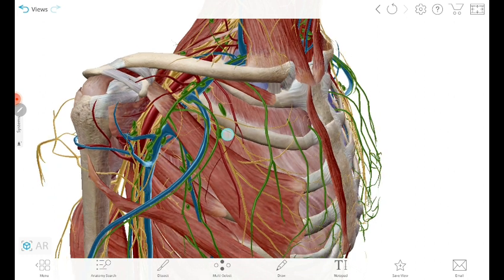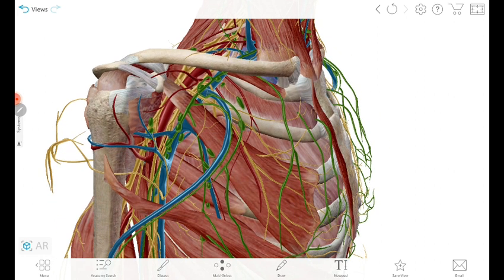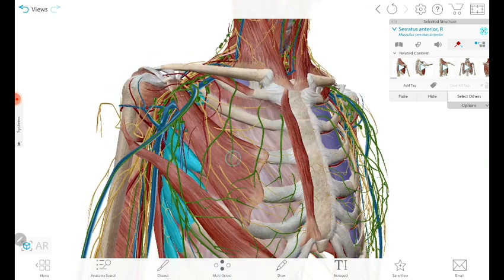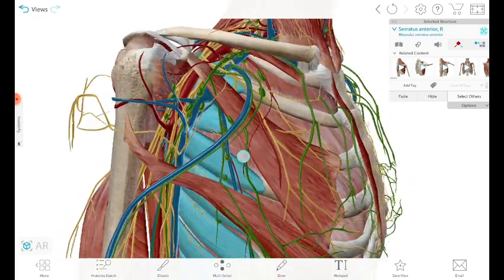Now the medial wall of the axilla. So this over here is the medial wall of axilla, and you can clearly see that the medial wall of axilla is formed by these muscles over here. These muscles are the serratus anterior muscles. So these are the serratus anterior muscles forming the medial wall of axilla.